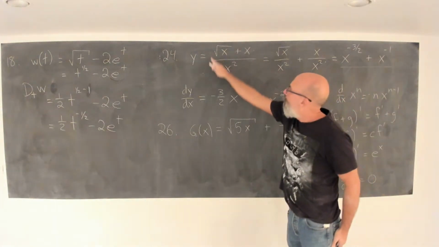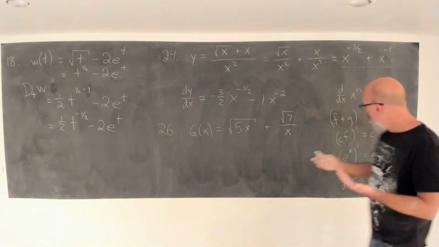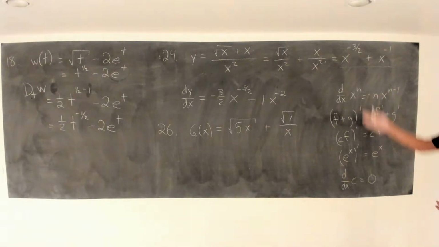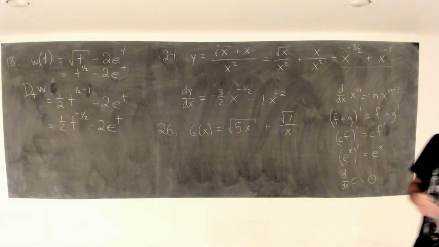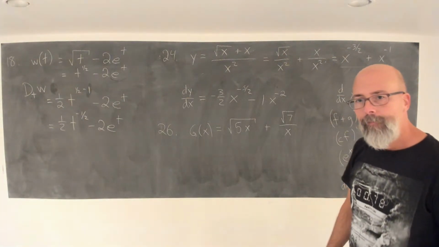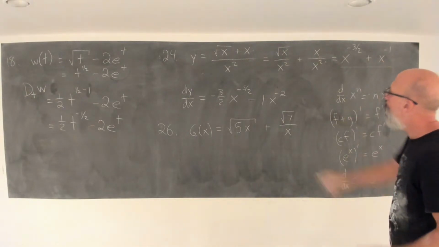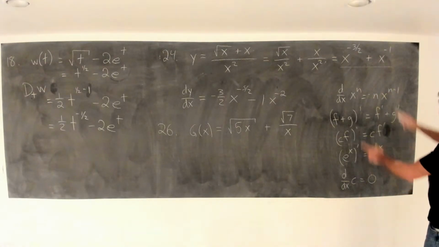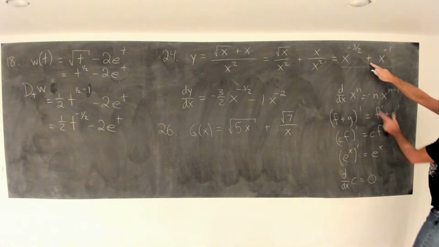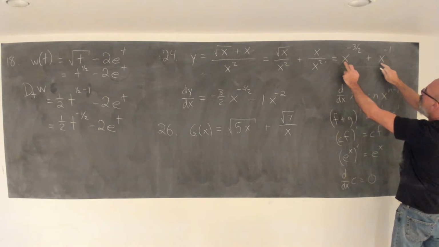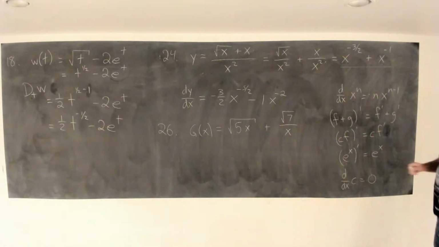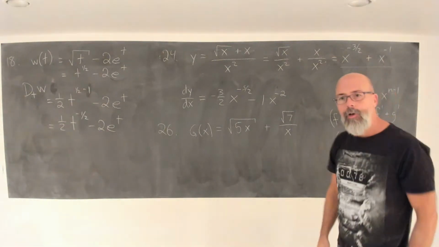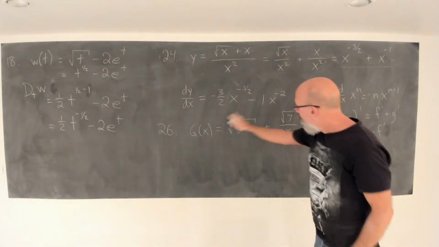Here, viewed as a quotient, we don't have a rule which tells us what to do. But we can rewrite it in a way that it's a sum. So you could take the sum of each of these, and each of these follow the power rule. So we're good to go.